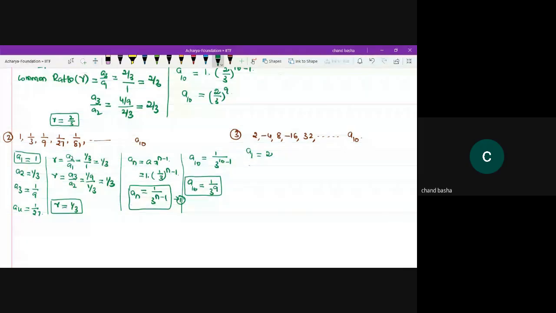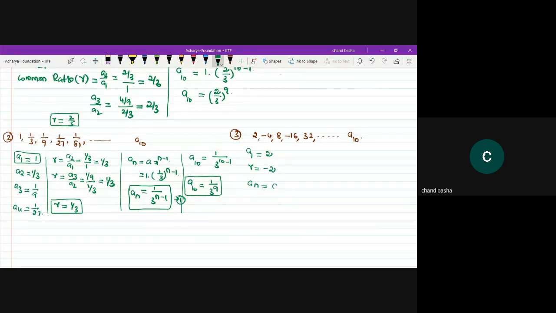Right, very good. So R, the common ratio, is equal to -2 and AN is equal to A into R power N minus 1. If you want, you can take A1 also. That is 2 into -2 whole power N minus 1. This is the AN formula. Now what is asked? A10. A10 is equal to 2 into -2 whole power 10 minus 1. This is equal to 2 into -2 whole power 9.